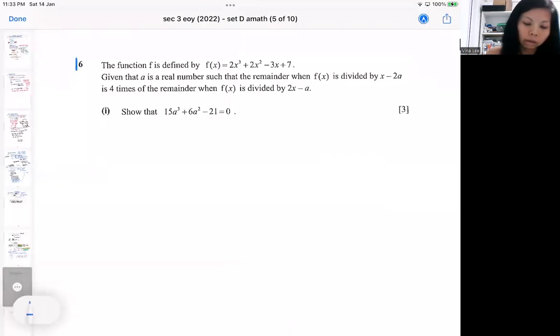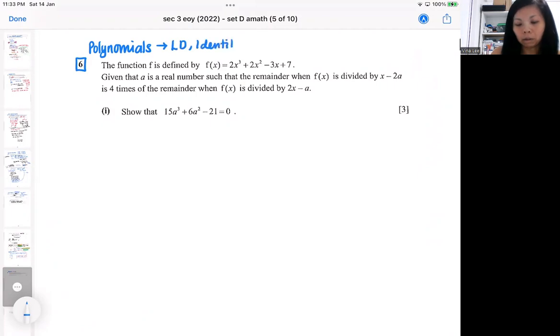Question 6 is on the topic of polynomial. The topic on polynomials is quite isolated. So this is the topic where you start by learning the long division and you learn about identities. The identities is the one that you are using in partial fraction. So this topic is usually mixed with partial fraction at the end of it.